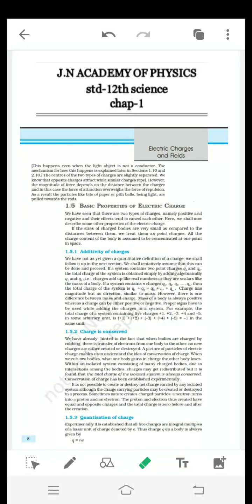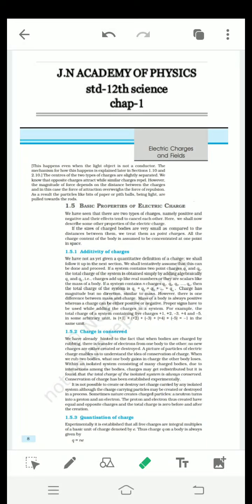So for example, the total charge of a system containing five charges, plus 1, plus 2, minus 3, plus 4, and minus 5 in some arbitrary unit, is plus 1 plus 2 plus minus 3 plus 4 plus minus 5. So basically the sum is nothing but minus 1 in the same unit.